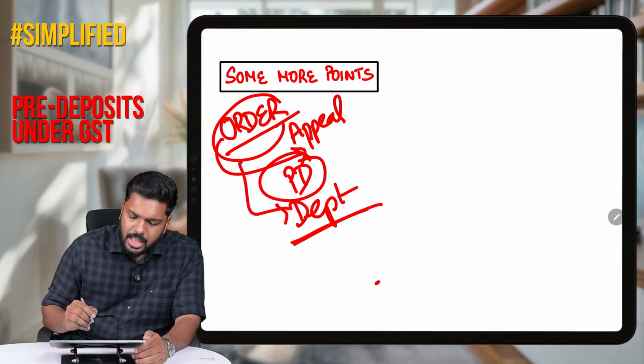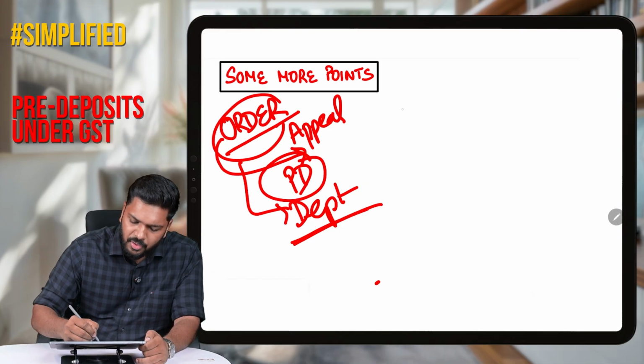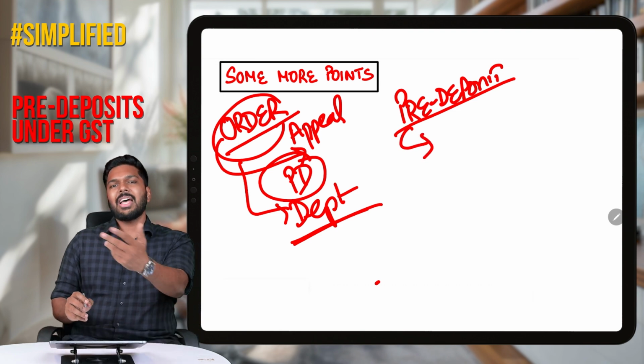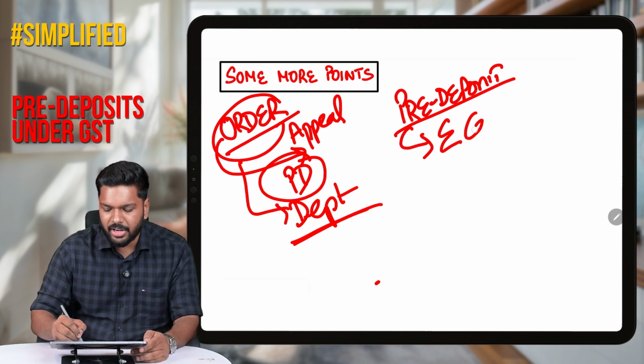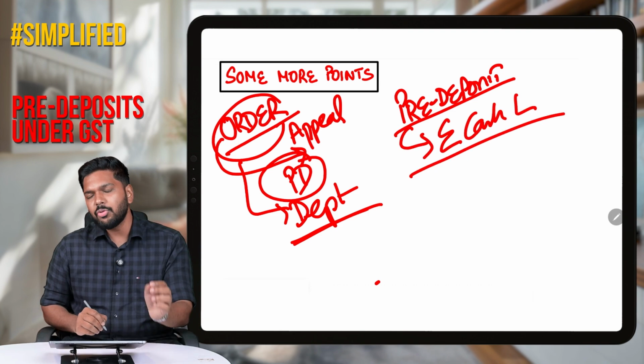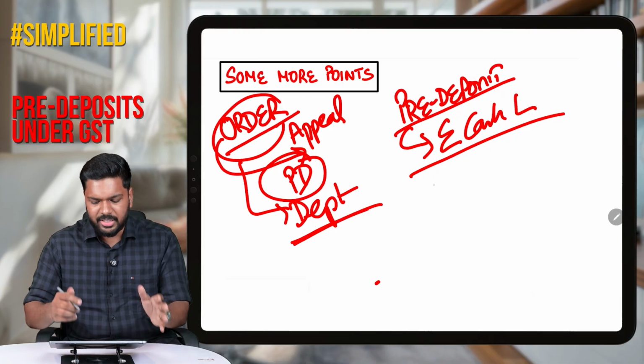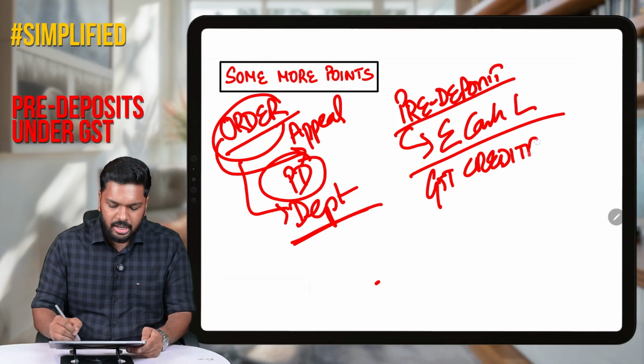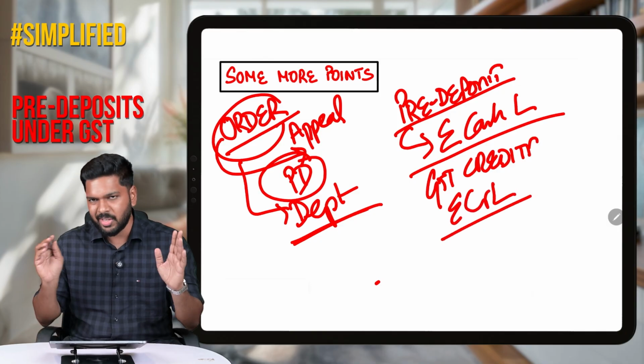Number 1. Number 2, for the purpose of paying off this pre-deposit, whether at level 1 or level 2, you can, of course, use the cash lying in your electronic cash ledger. But more than that, you can use whatever GST credits are lying in your electronic credit ledger on the GST portal.